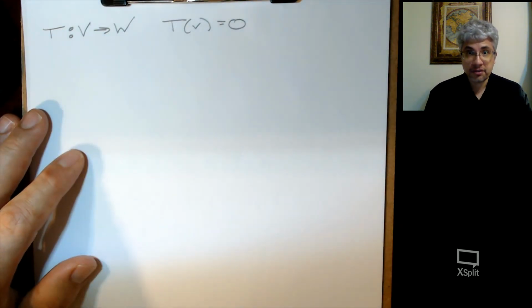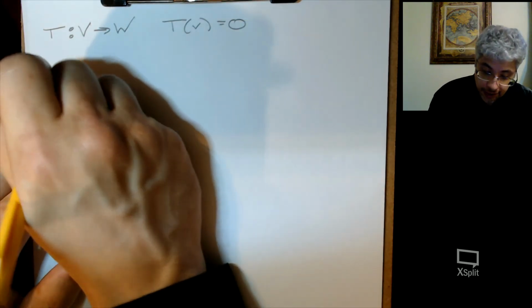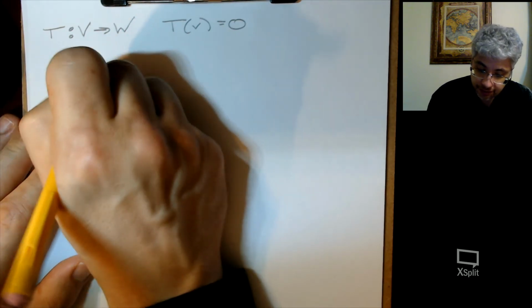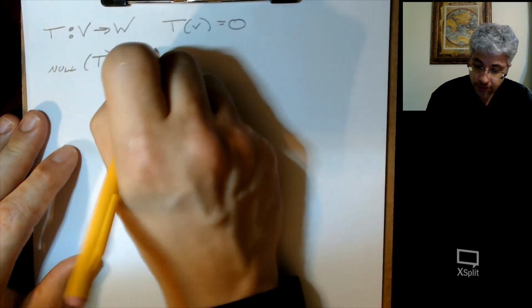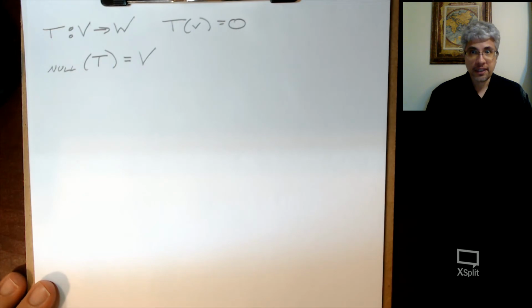What is the null space? Well, the null space is a set of things that go to 0. What goes to 0? Everything goes to 0. So I get the null space of T equals all of V. All of V gets sent to 0. So that's another nice little example.